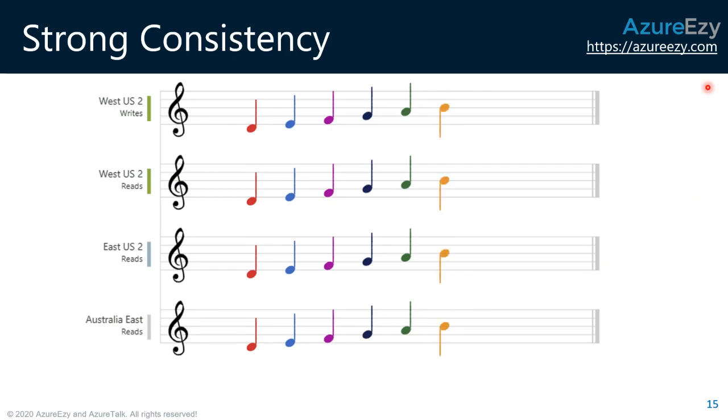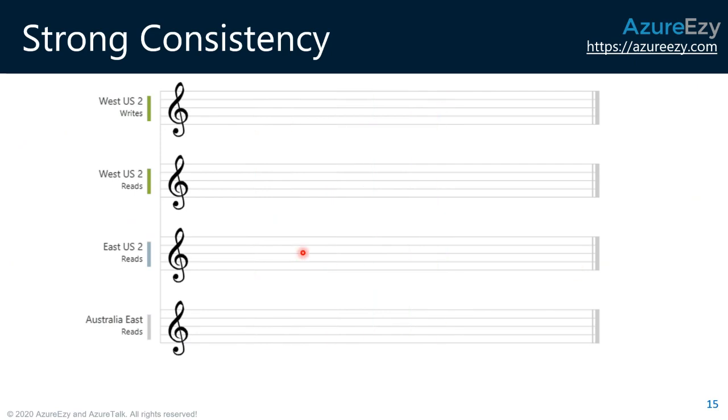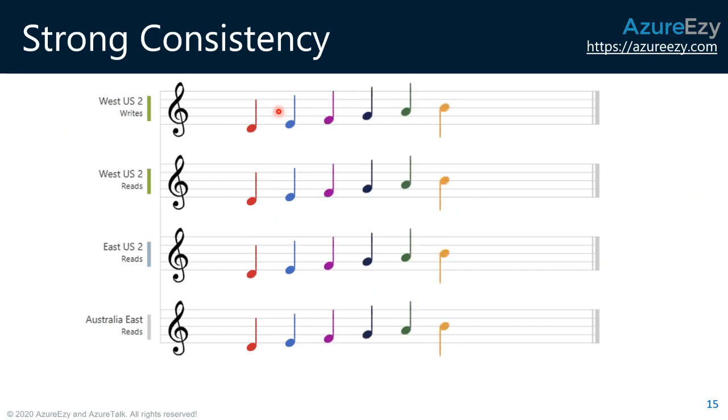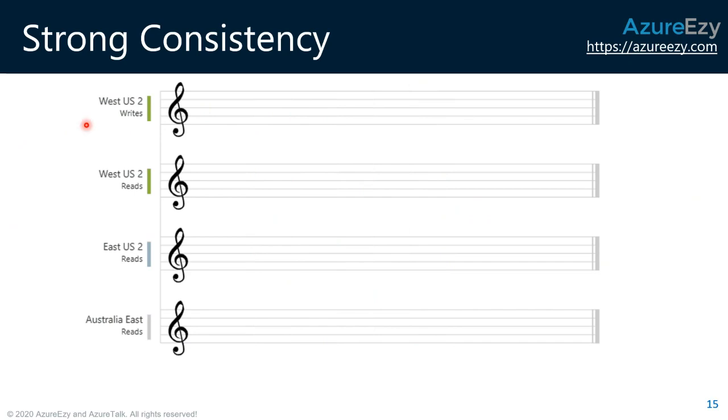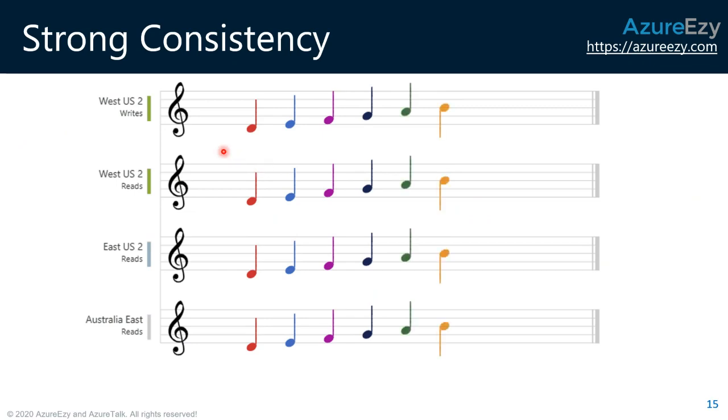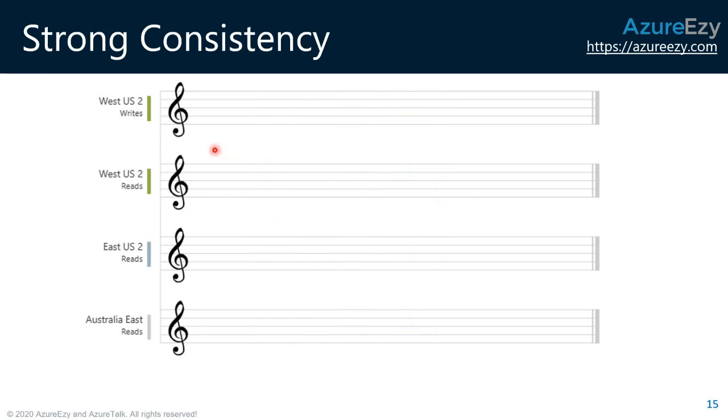So, the data is synchronously replicated to all the replicas in real time here. This mode of consistency is useful for applications that cannot tolerate any data loss in case of downtime. Hence, the recovery point objective is zero. Strong consistency offers linearizability.